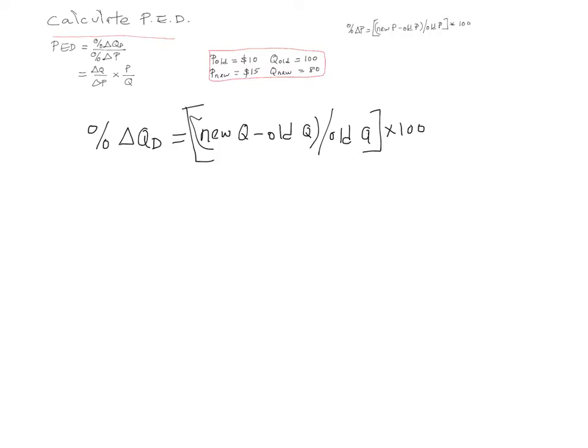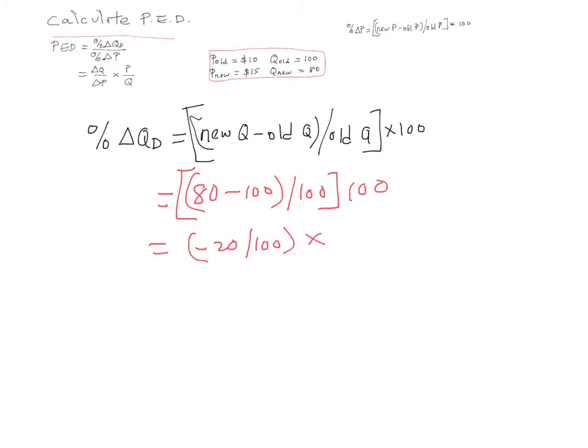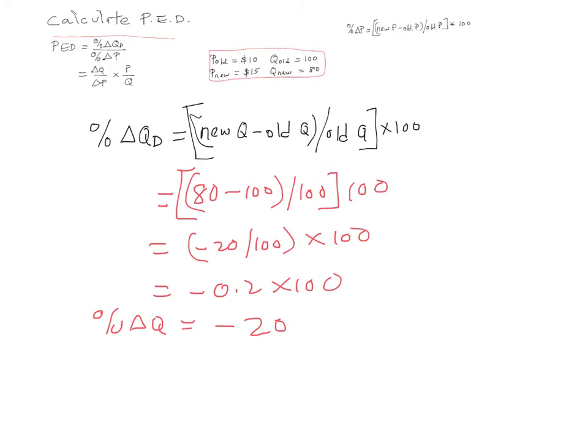What is the percentage change in quantity demanded? No biggie. The new quantity is 80. The old quantity is 100, divided by the old quantity, 100, multiplied by 100. That's minus 20 over 100, times 100, minus 0.2 times 100, and the percentage change in quantity demanded is going to be minus 20%. So we solved the first bit, minus 20%.